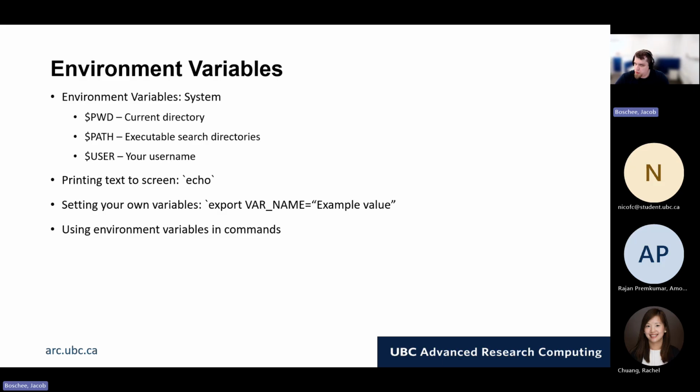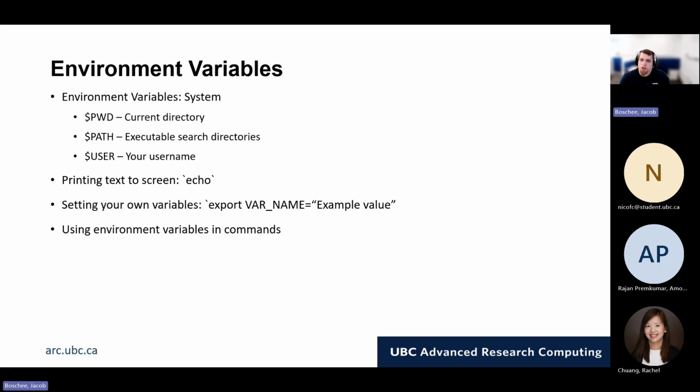Another one that's really useful for scripting is your username. It will always be displayed under the user environment variable. And you can print any of these out to the screen if you'd like to view them by using the echo command. So if you do echo $user, it'll print your username. Same with PWD or path.